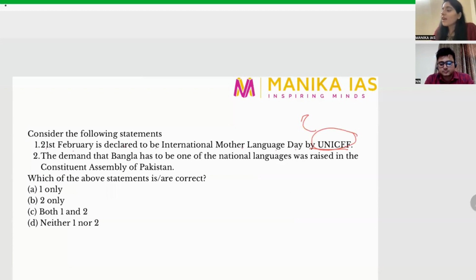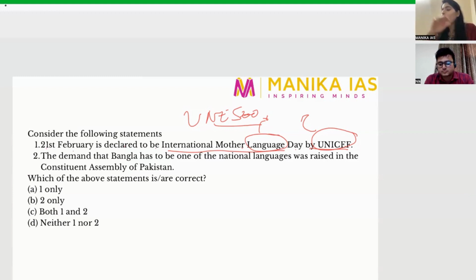Why would it declare it to be International Mother Language Day? It has nothing to do with culture. Culture is dealt with by UNESCO. So here, why I said intelligent guesswork is because you should know what UNESCO is and what UNICEF is. You should know what the mandate of UNICEF is. If you are unaware of the mandate of even these organizations, then you cannot do this guesswork. So basic understanding is important.